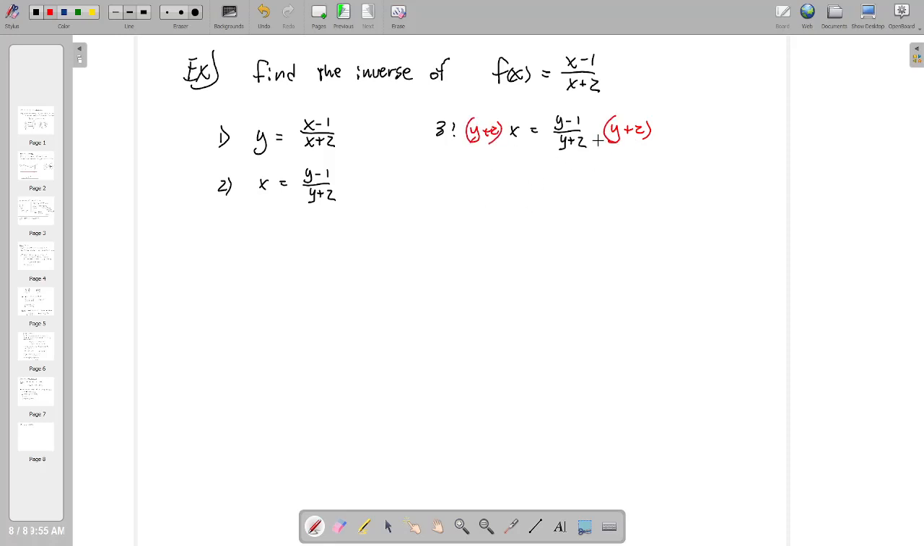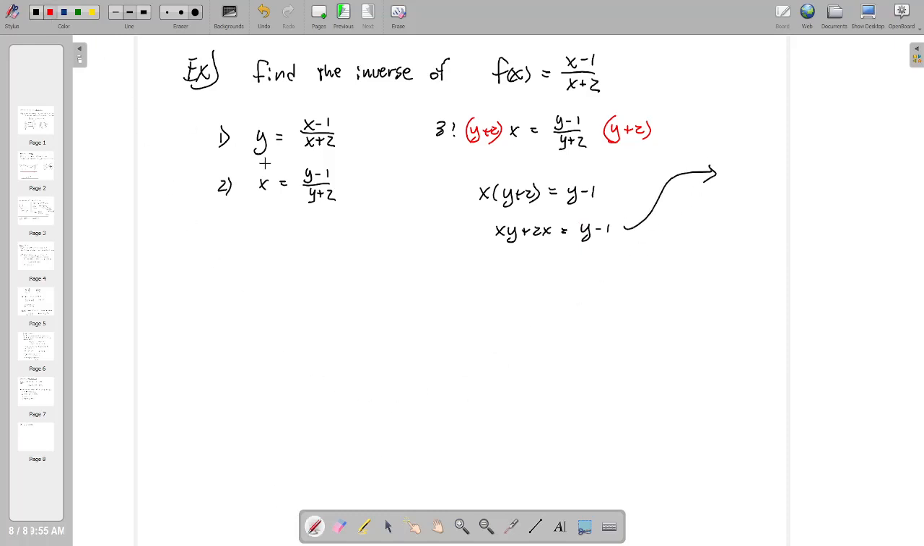So now on the right, my y plus 2's cancel, and I'm left with x times y plus 2 equals y minus 1. Distribute this x, and we get xy plus 2x is equal to y minus 1. Now, in order to get y alone, because I have two terms with a y in it, I need to get all y's on one side so I can factor it out. I'm going to get all my y's on one side, and all my x's on the other.